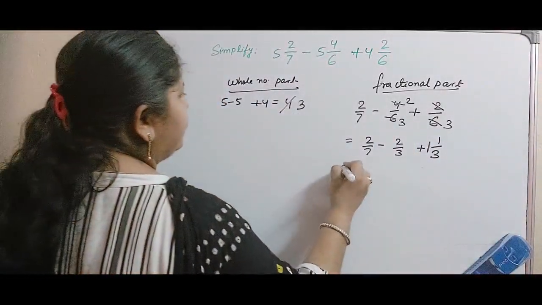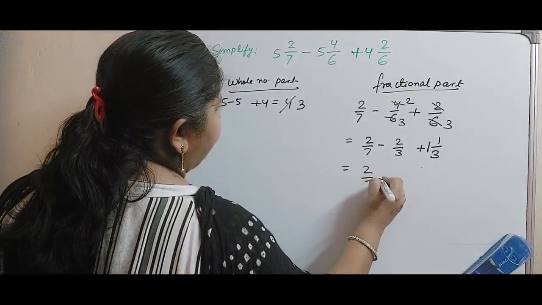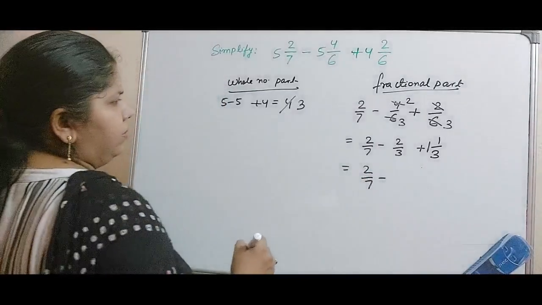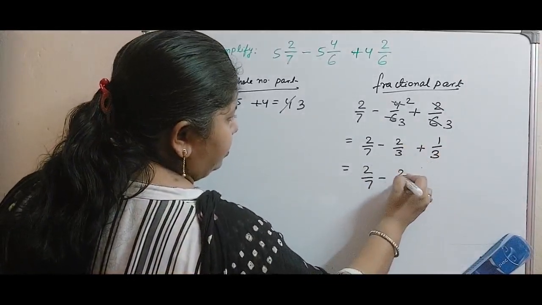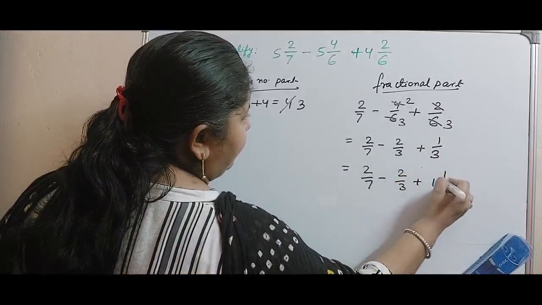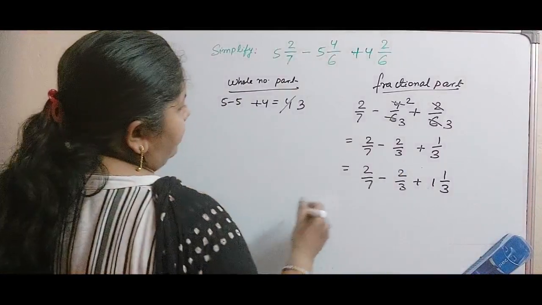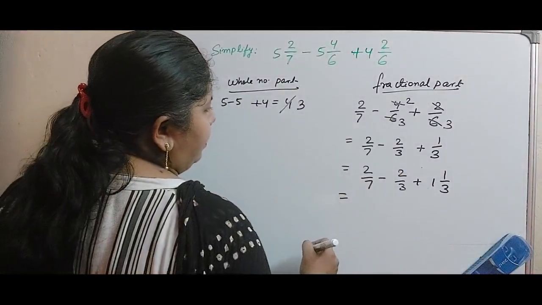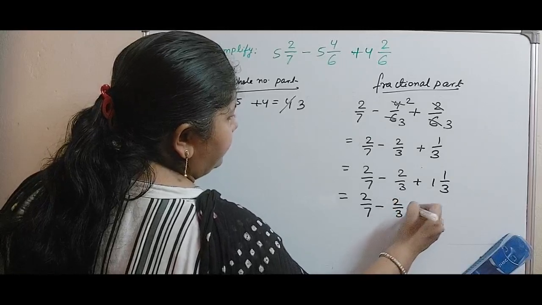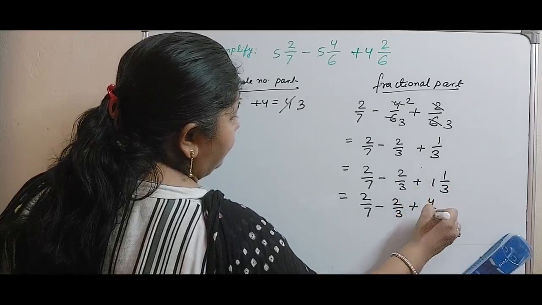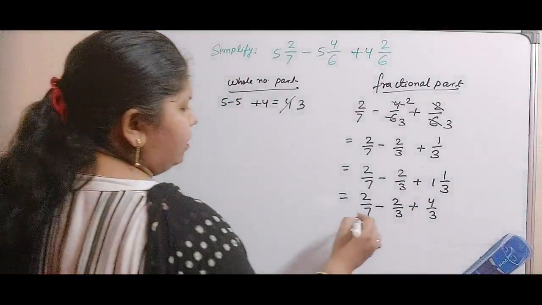So that is equal to 2 by 7 minus 2 by 3 plus 1 by 3, write like this. Now what will it become? 2 by 7 minus 2 by 3 plus 3 1s are 3 plus 1, 4 by 3. See, when the fractions are like fractions, it is easy to solve.